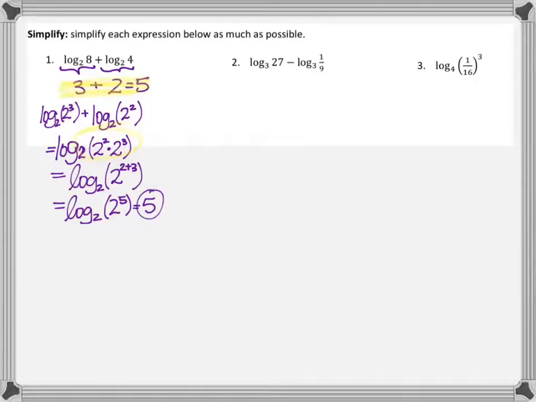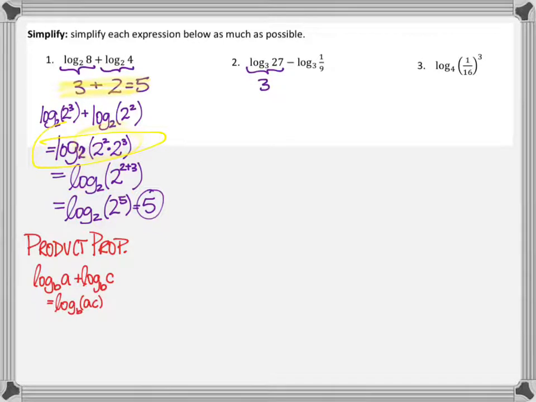I do realize that I mixed up my exponents up here in this first step, but that's okay since multiplication is commutative. So this demonstrates our product property. I'm going to fast forward this a little bit and write it out, where when we have two logs with the same base that are being added together, we can actually multiply what's in the logarithm.